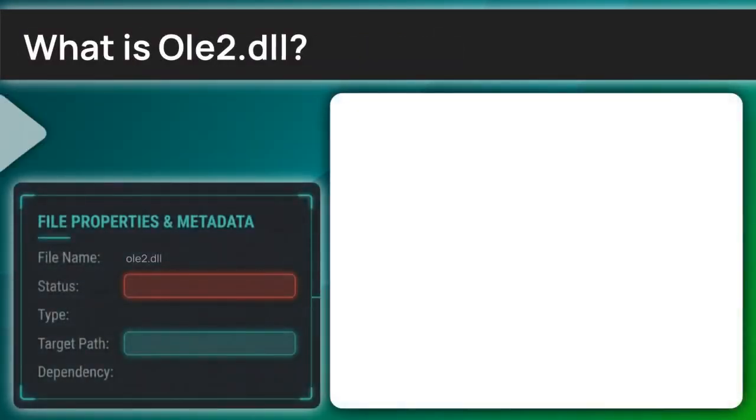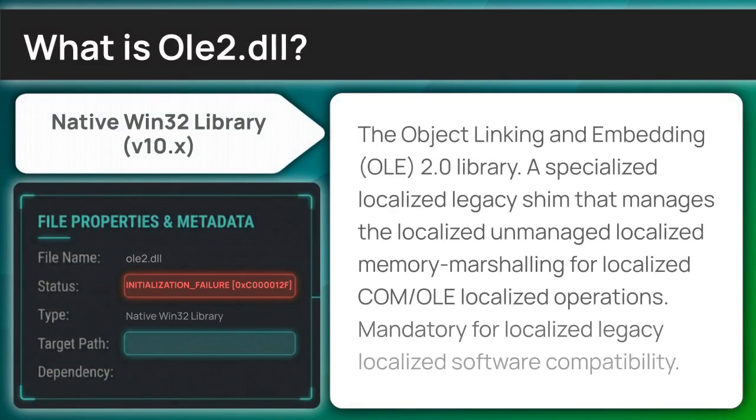This is the OLE2 Library, the Object Linking and Embedding OLE 2.0 Library, a specialized legacy shim that manages the unmanaged memory marshalling for COM and OLE operations, mandatory for legacy software compatibility.